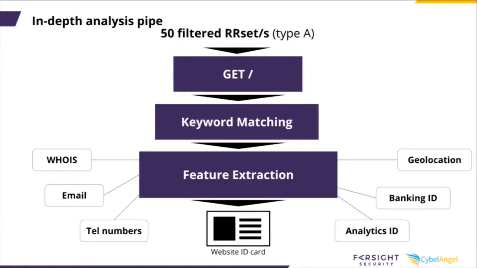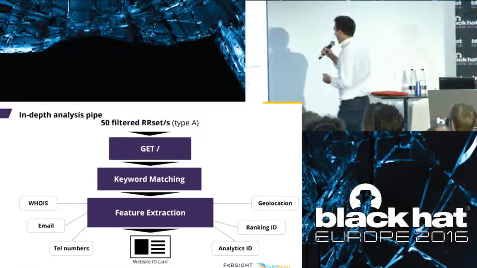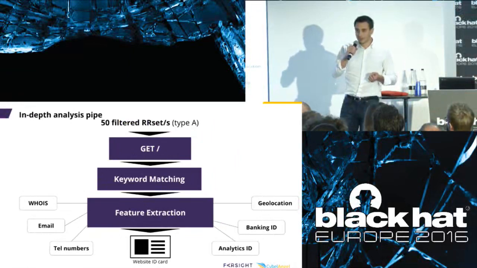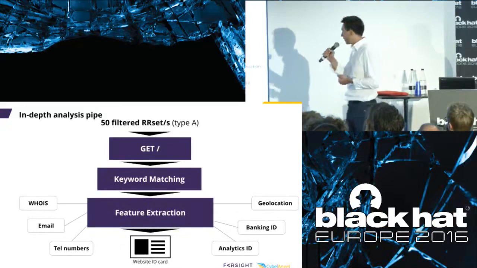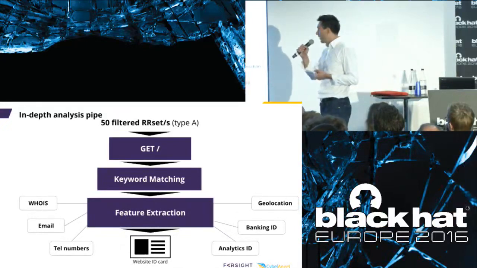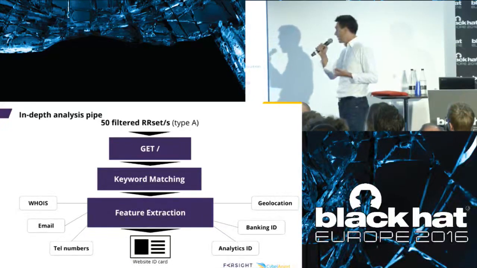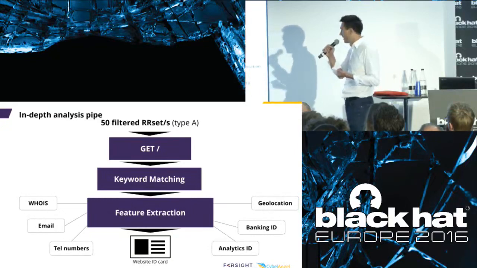If they have these brand-specific keywords in the body of the page, then I will go through a heavier stage, but probably the most important one, which is the feature extraction. I will try to collect as much information as possible that allows me to automatically identify the website. What we call features here is the WHOIS lookup. We also do geolocation of the IP. We look for everything that can identify the website.